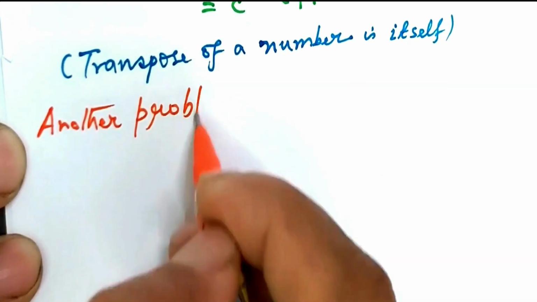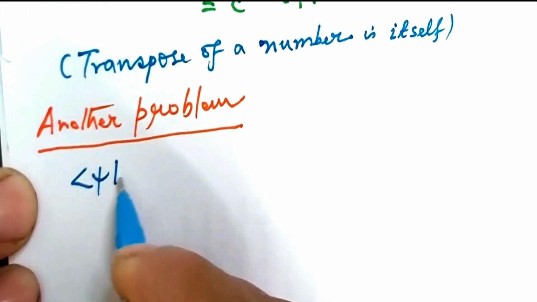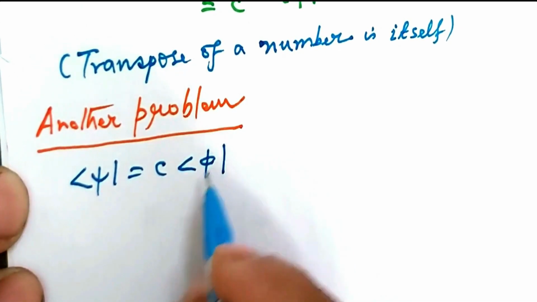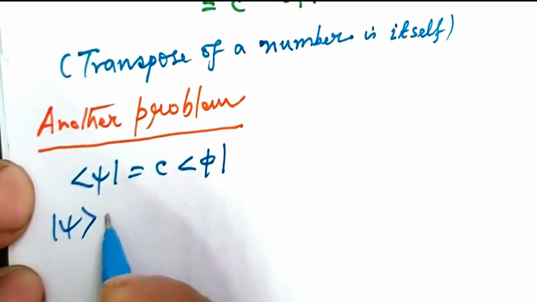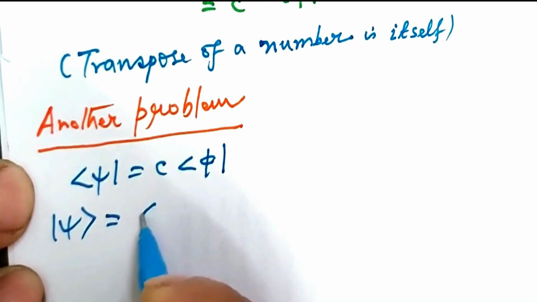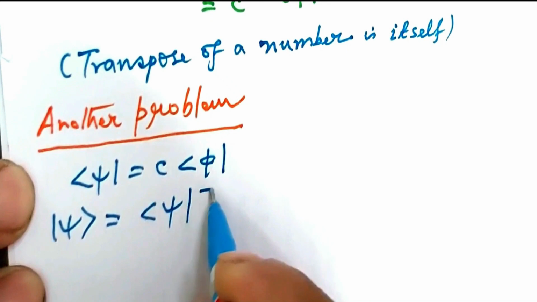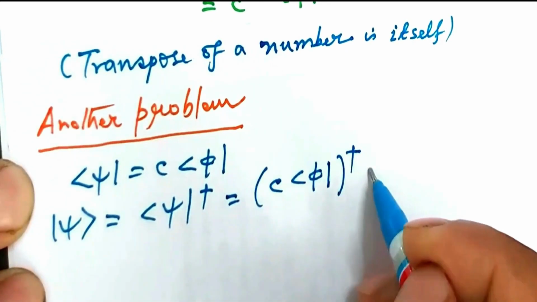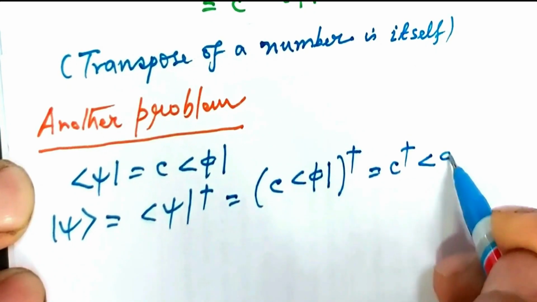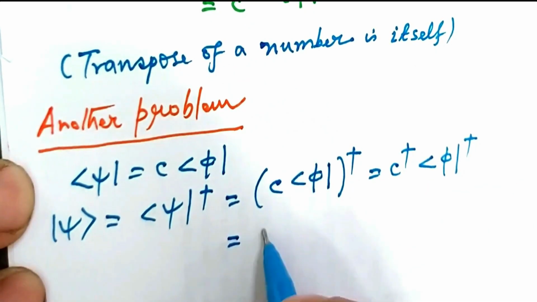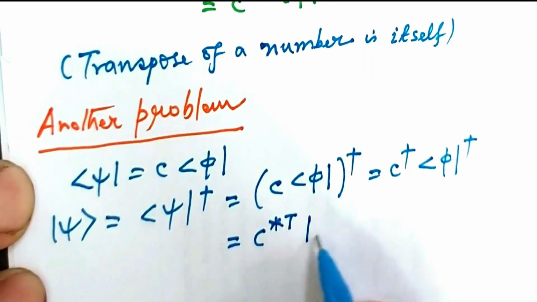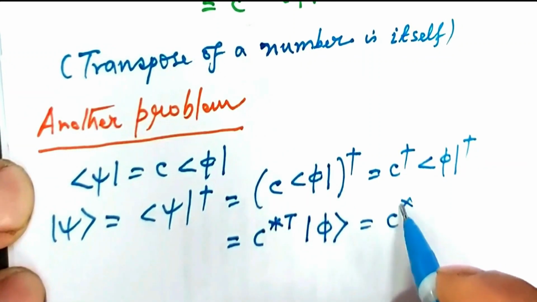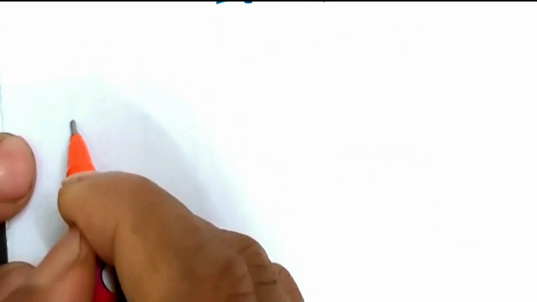Another problem, if bra psi is C bra phi, then let us find ket psi. C is a complex number in general. Now ket psi is bra psi dagger, that is dagger of C bra phi. This gives C dagger bra phi dagger, that is C star transpose ket phi, that is C star ket phi.